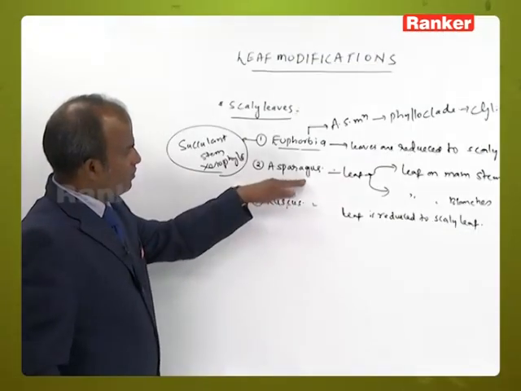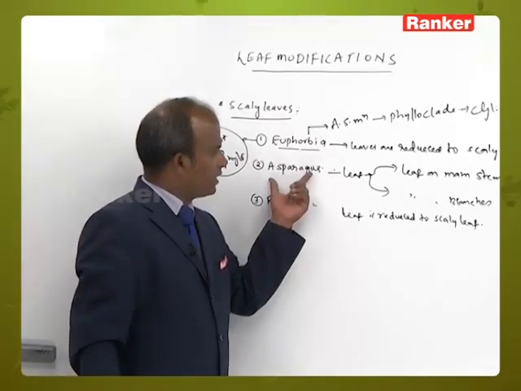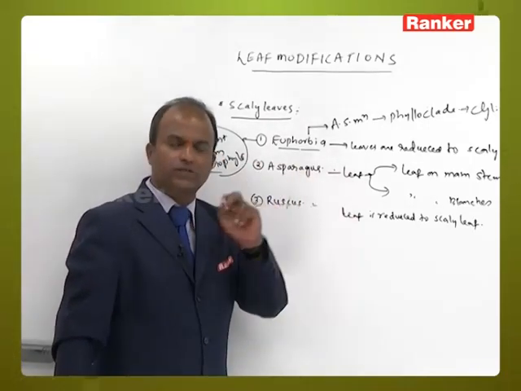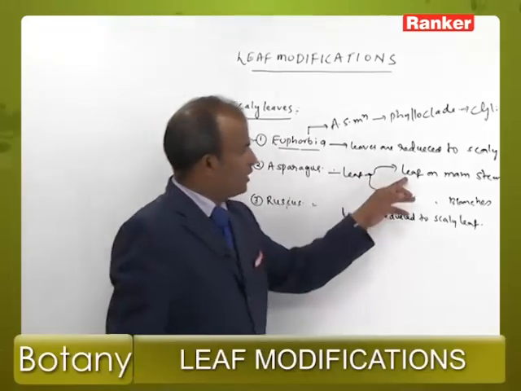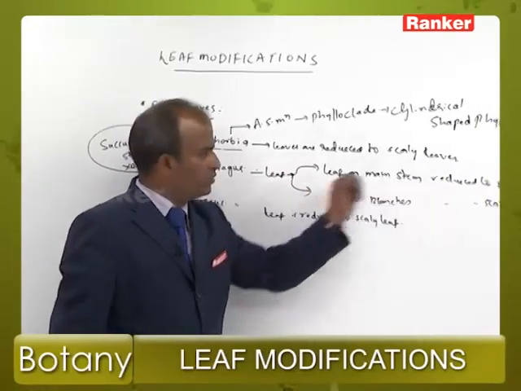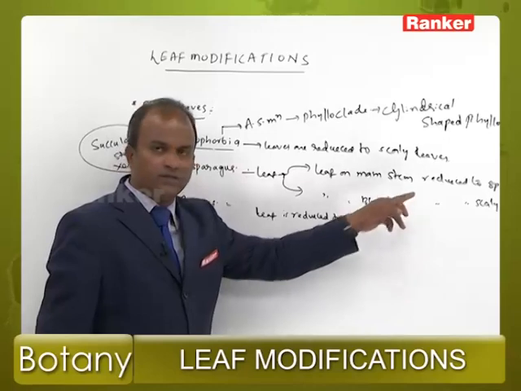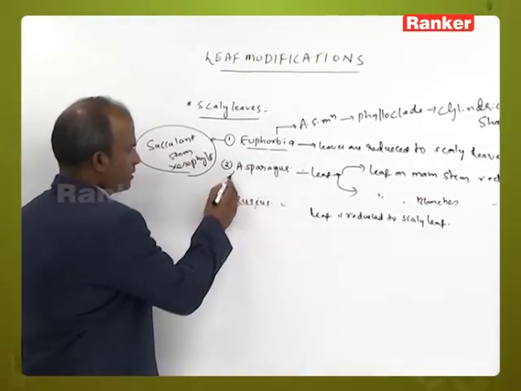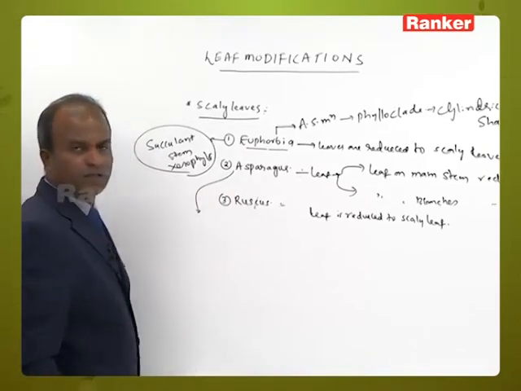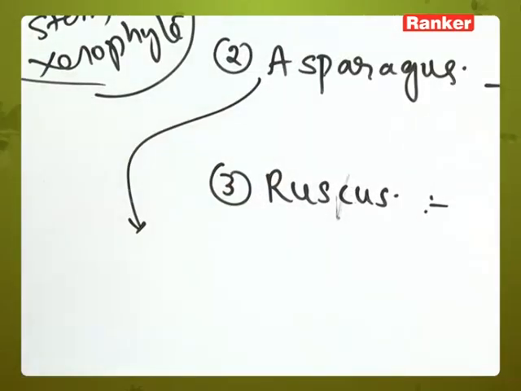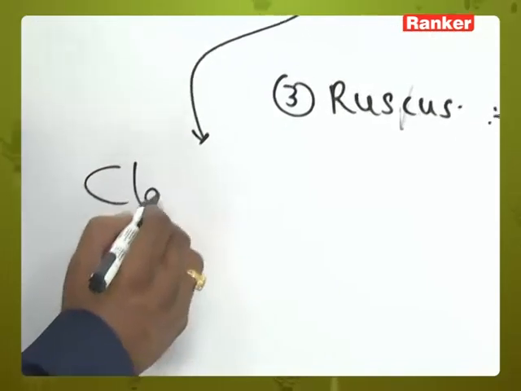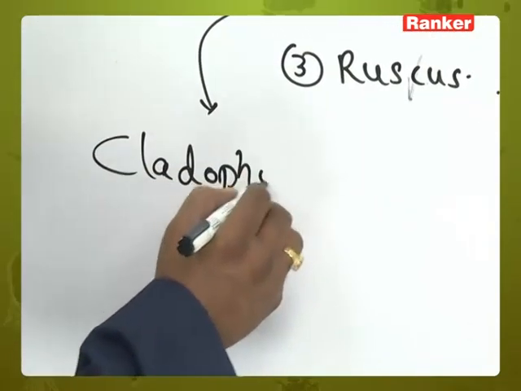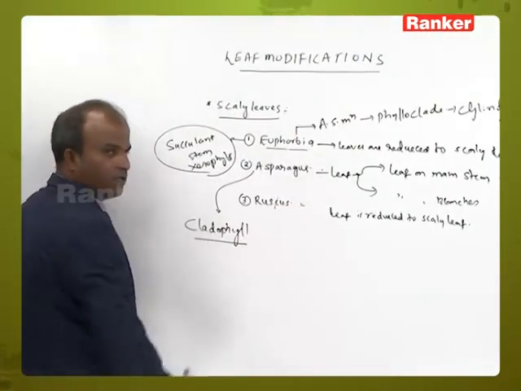And another one is asparagus. How many modifications does the asparagus leaf show? Two modifications. One, the leaf on the main stem is reduced to spine. Two, the leaf on branches is reduced to scaly leaf. And we studied asparagus as one of the good examples for cladophyll.